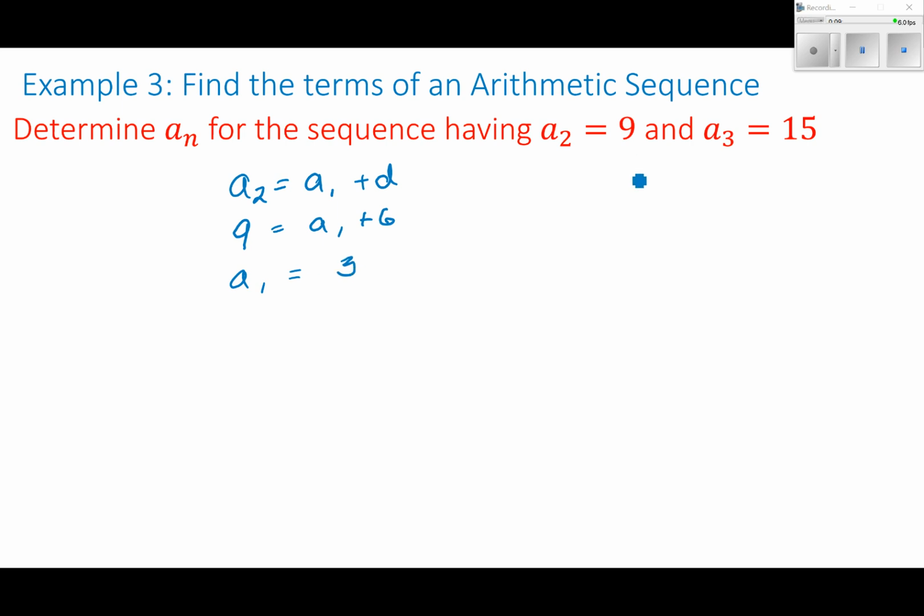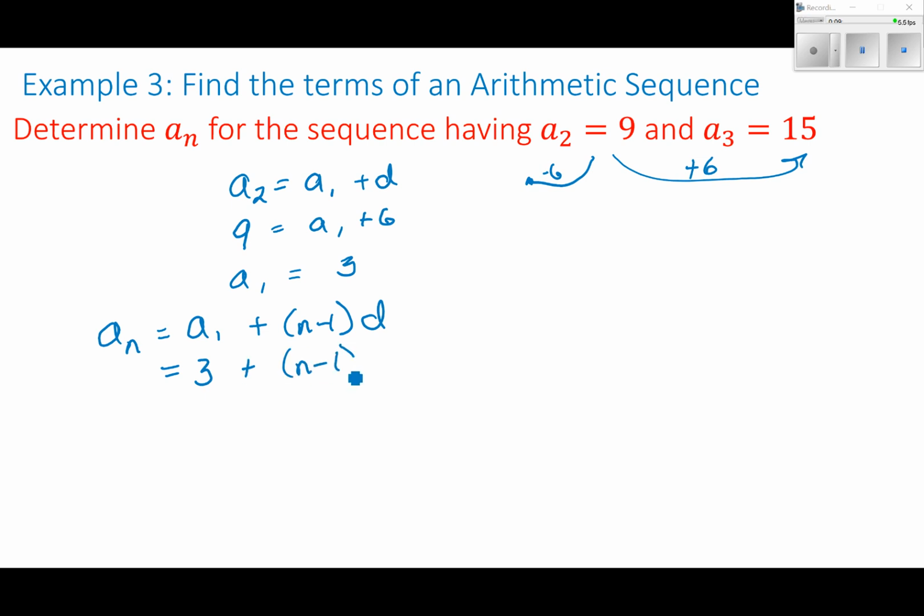And you might have just recognized that to get from 9 to 15, I had to add 6. So to go backwards, I would have subtracted 6, and you would have got 3 as well. Okay, so the first thing we wanted to figure out, well, what is the first term? Now I can work with this and say, well, a sub n now is going to be my first term plus n minus 1 times d. This first term is 3 plus n minus 1 times my difference, which is 6. So this is going to be 3 plus 6n minus 6. So I can say that this is finally going to be 6n minus 3.